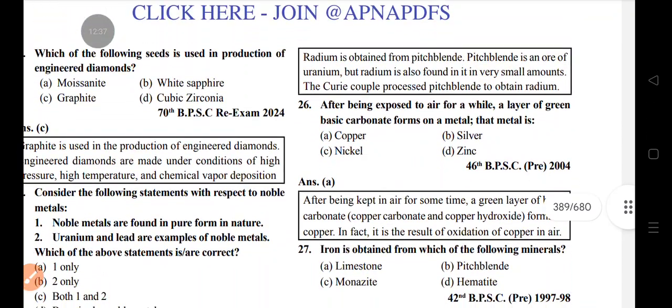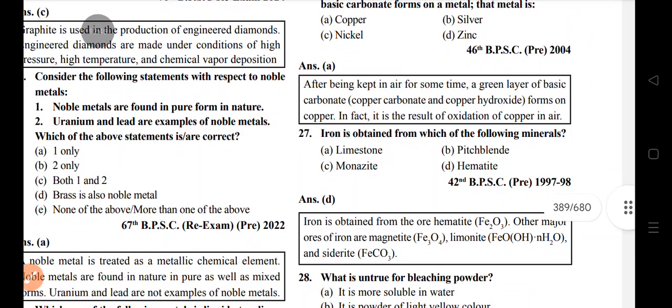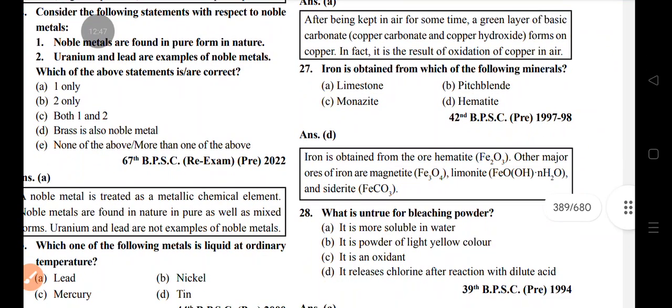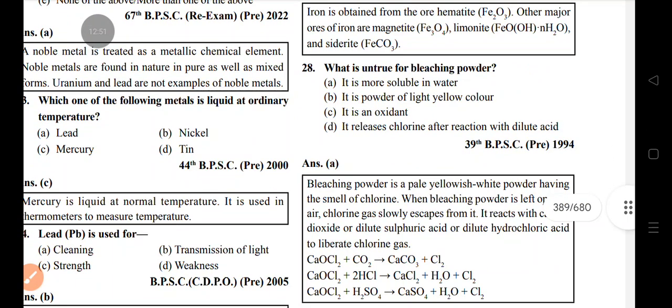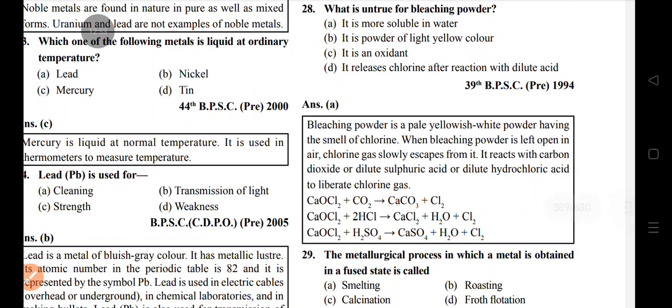After being exposed to air for a while, a layer of green basic carbonate forms on a metal: copper. Iron is obtained from hematite. Untrue for bleaching powder: more soluble in water. Bleaching powder is a pale yellowish color. Smell: bleaching powder left open in air gives chlorine gas. It reacts with carbon dioxide and dilute sulfuric acid.